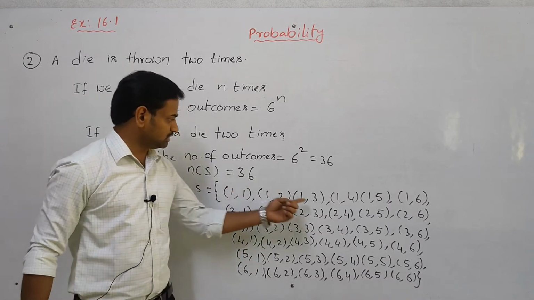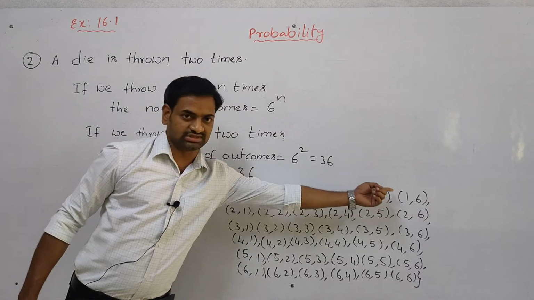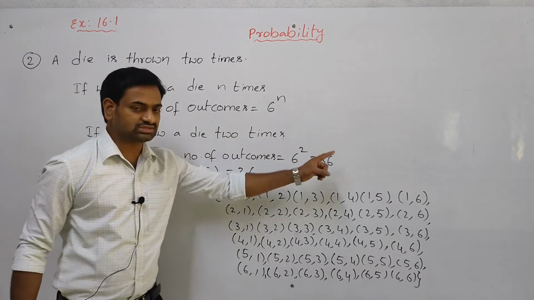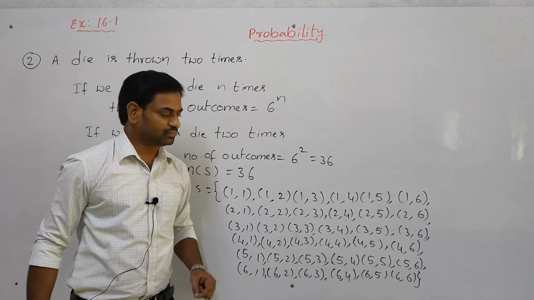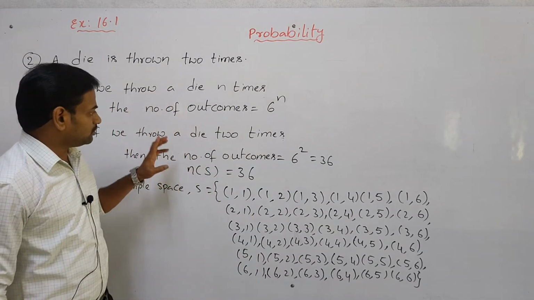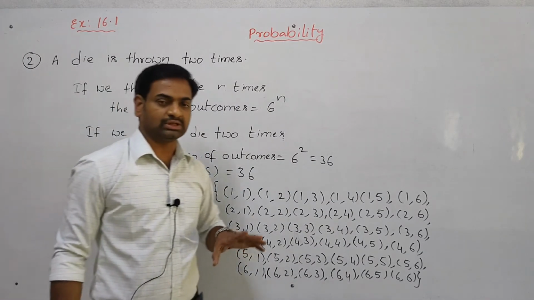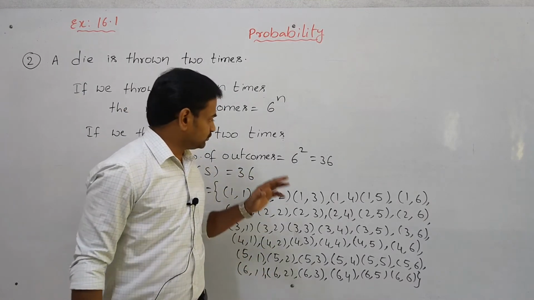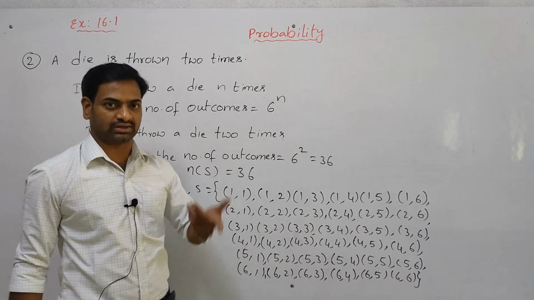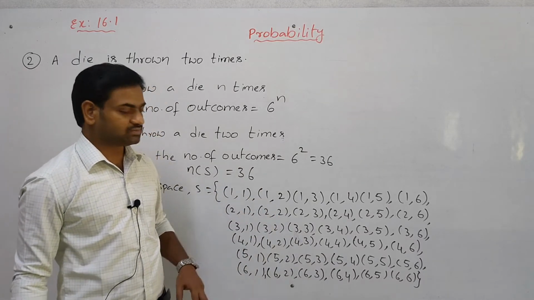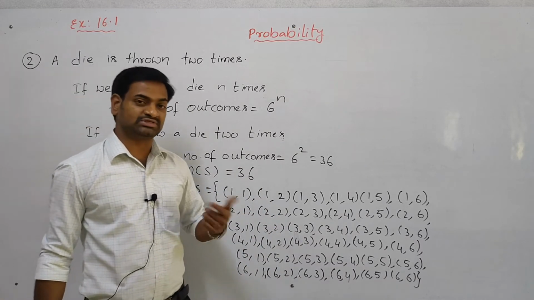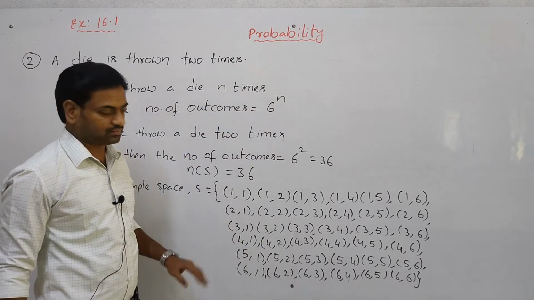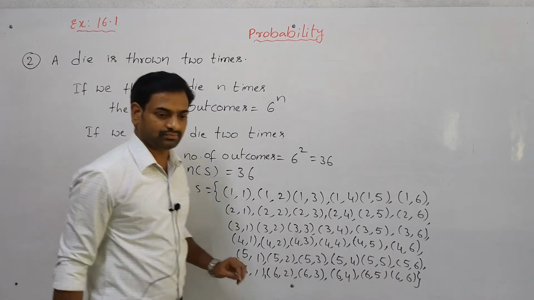So 1, 2, 3, 4, 5, 6. These are 6. This side 1, 2, 3, 4, 5, 6. 6 into 6, 36. So if we throw a die only one time, the number of outcomes are 6, that is 6 power 1. If we throw a die 2 times, it means 6 square, that is 36. If we throw a die n times, the number of outcomes are 6 power n. That is the formula.